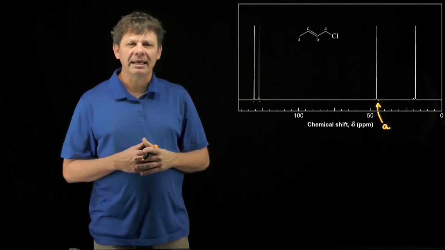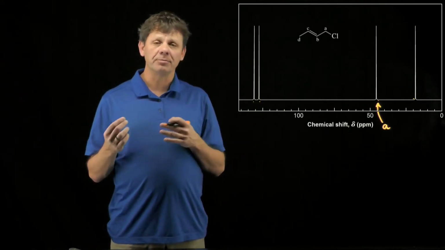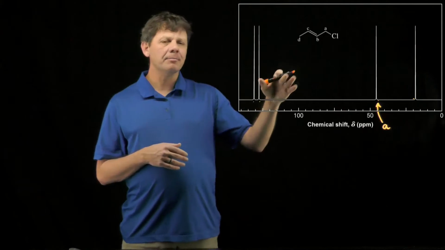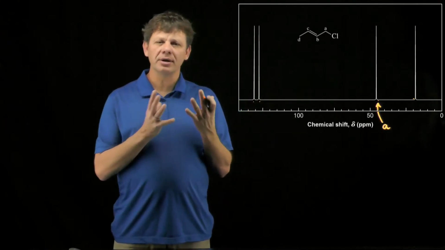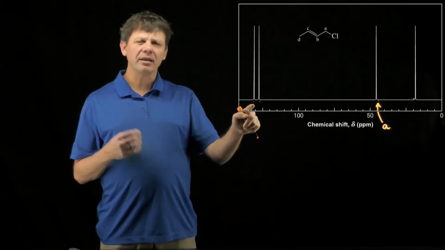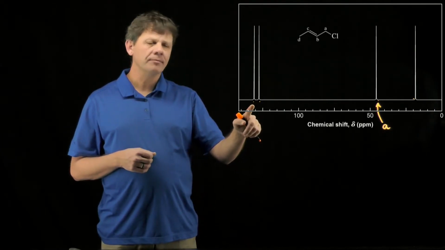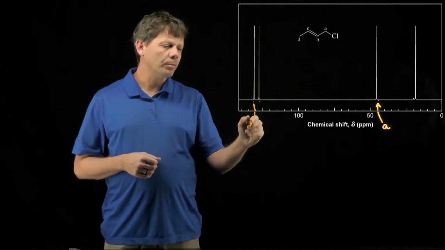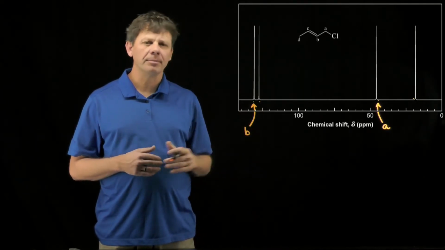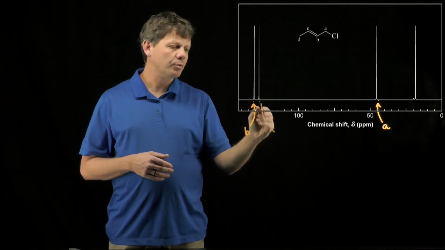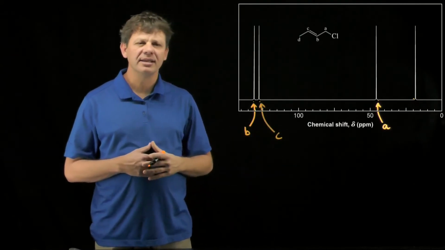Now we have to make a guess about which one is B and which one is C. The fact that B is closer to the chlorine and the chlorine is electronegative, we expect the carbon at B to maybe feel a little bit of the induction of the chlorine, and so we'll predict that this is carbon B, which would mean this one is carbon C.